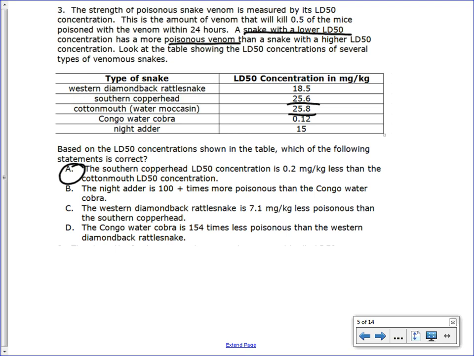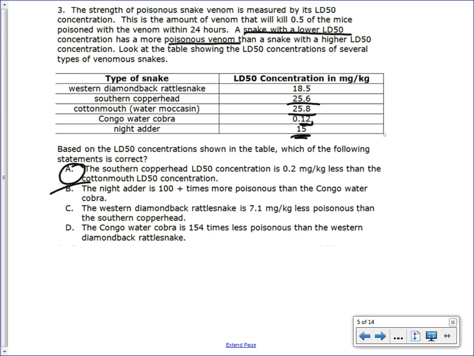If you look at B, the night adder is 100 times more poisonous. The night adder is 15. And the Congo water cobra is 1200. Now remember, it said a snake with a lower LD50 is more poisonous. So because of that, that's not the case.